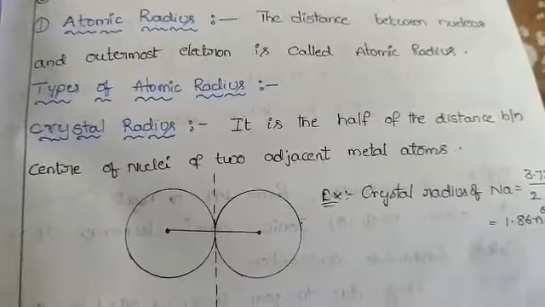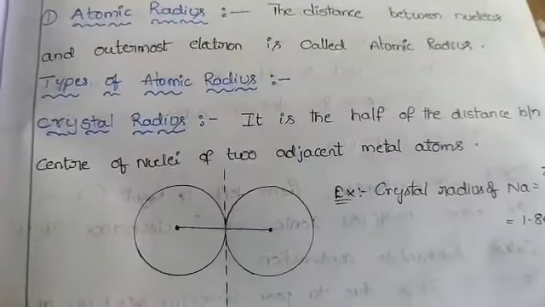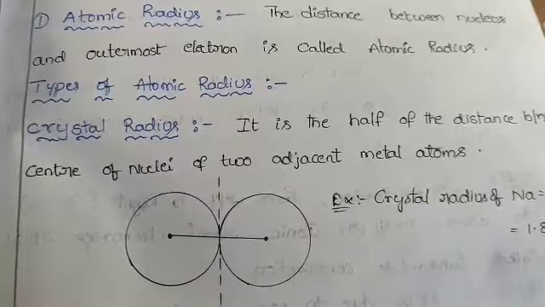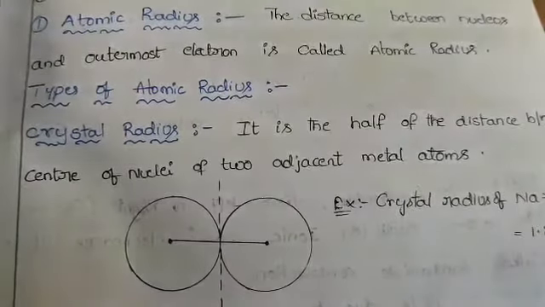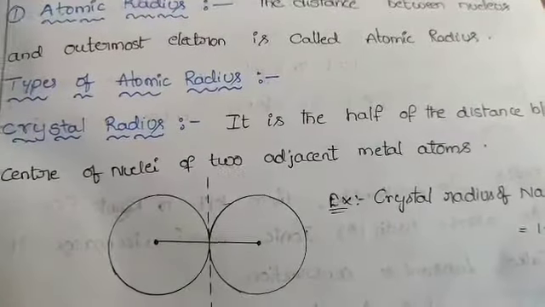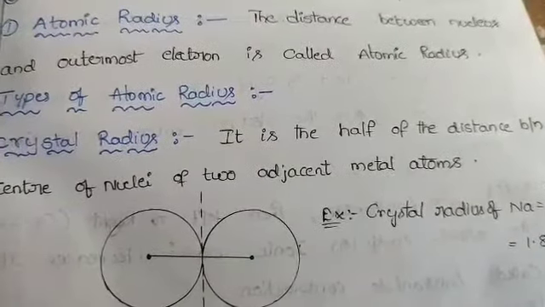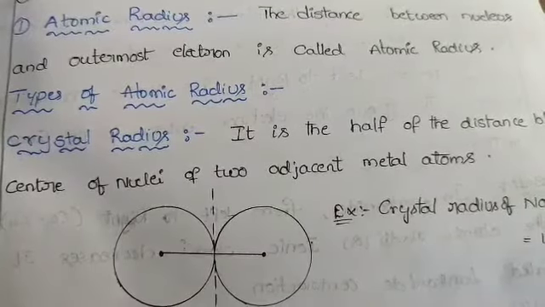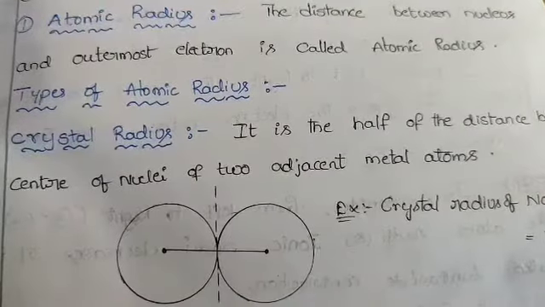In this session, we will understand the concept of atomic radius. What is atomic radius? The distance between the nucleus and the outermost electron is called the atomic radius.